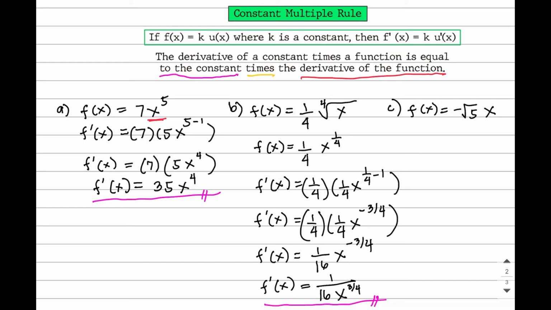Now, next naman tayo sa ating next example. So, sa ating next example, we have f of x is equal to negative square root of 5 times x. So, mapapansin natin, ito ay constant times a function. Kaya i-apply natin ang derivative of a constant times a function na rule. Okay? So, how do we solve this one? Apply lang natin yung rule.